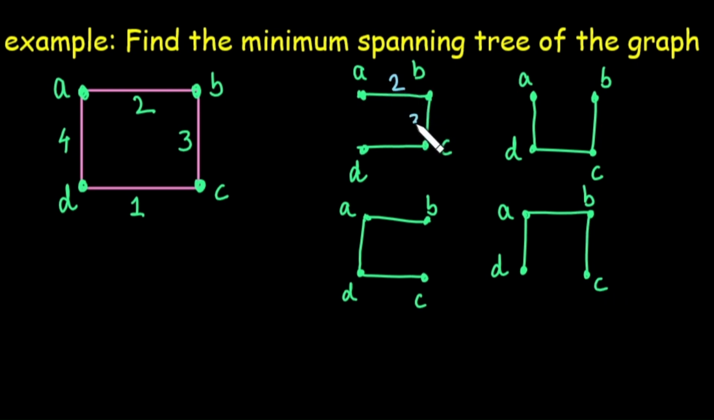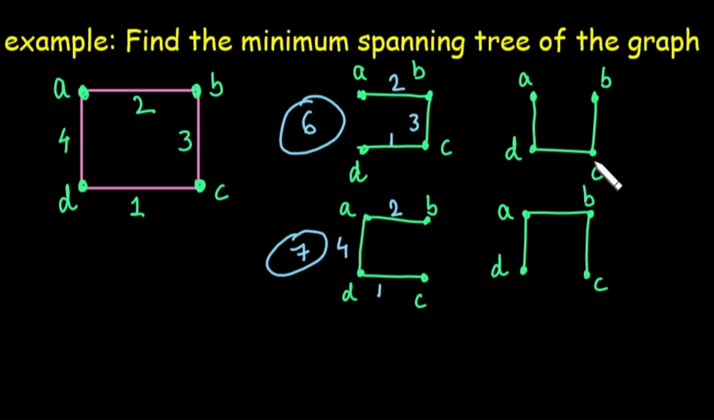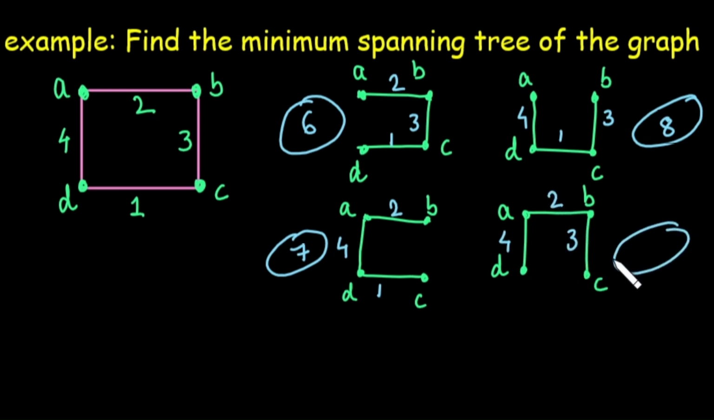That is 2, 3, 1. So the overall weight for this spanning tree is 2 plus 3 plus 1, that is 6. For this spanning tree, 2, 4, 1. Overall weight is 7. For this case, 4, 1, 3. Overall weight is 8. And for the last one, the weight is 4, 2, 3. Overall weight is 9. Now identify the spanning tree with the overall weight as minimum as possible.